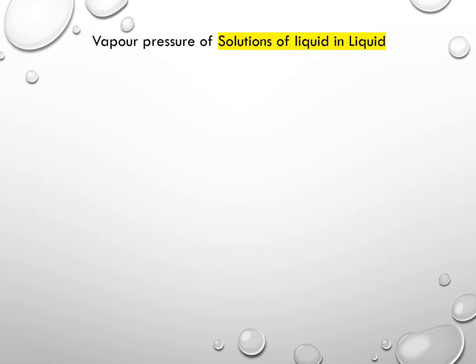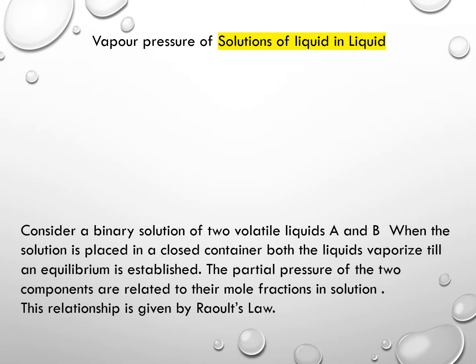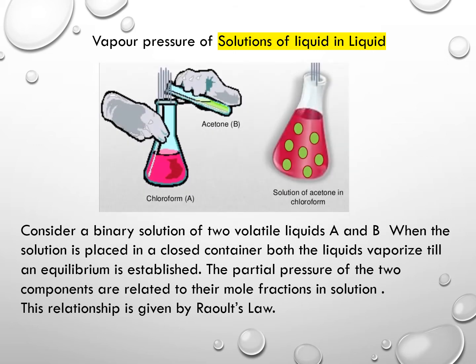Now let's see what happens in the case of a solution where you are mixing two liquids. Consider a binary solution of two volatile liquids, A and B. So you are mixing A, that is chloroform, and B, acetone. What will happen? You will have vapors being formed due to A, and vapors being formed due to B. Ultimately there will be some condensation and the vapor pressure will be created.